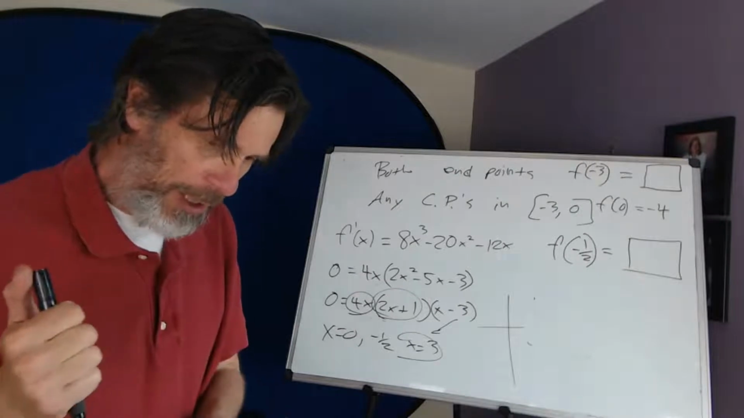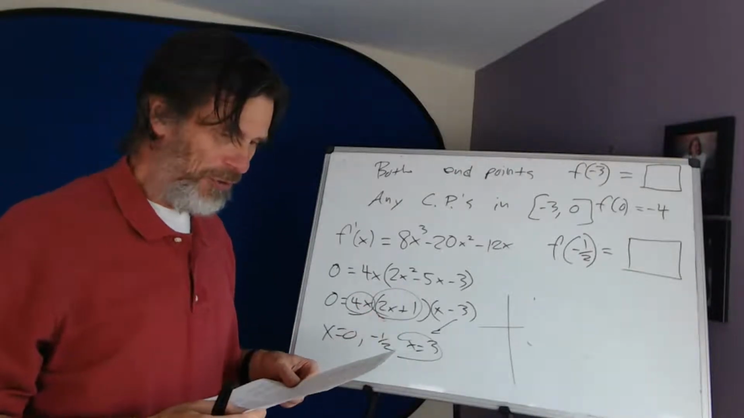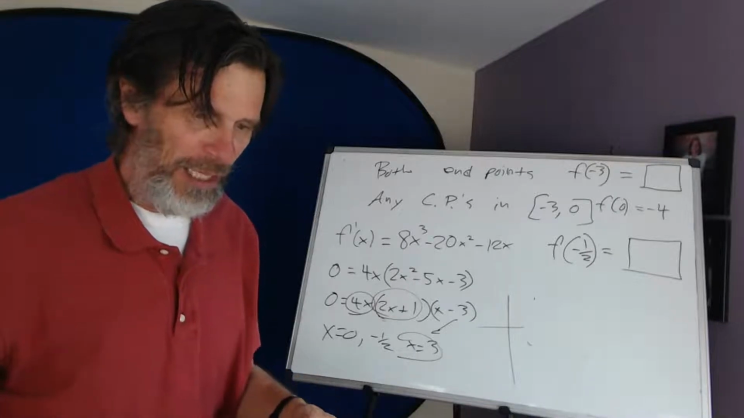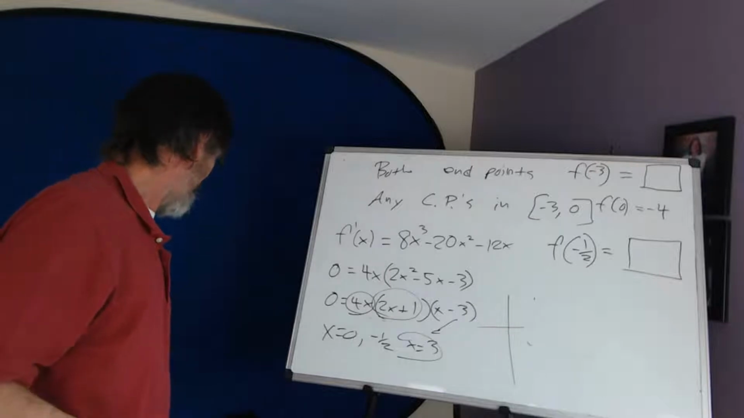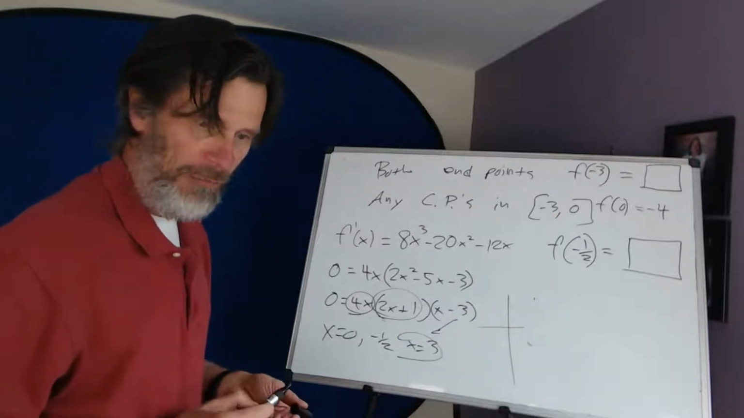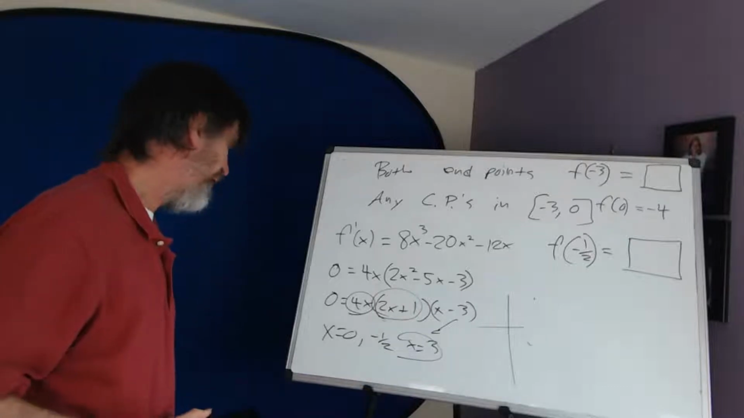So out in YouTube land, some of you work on the top one, some of you work on the bottom one. Let me know what values you get for f of -3 and for f of -1/2.